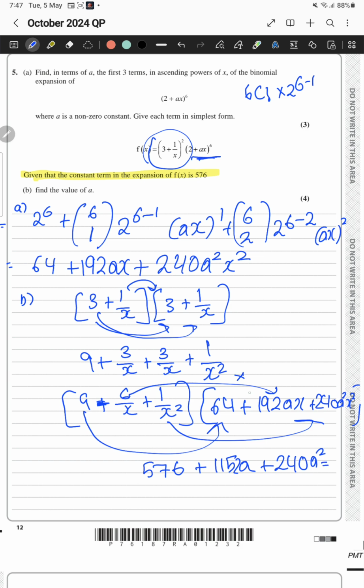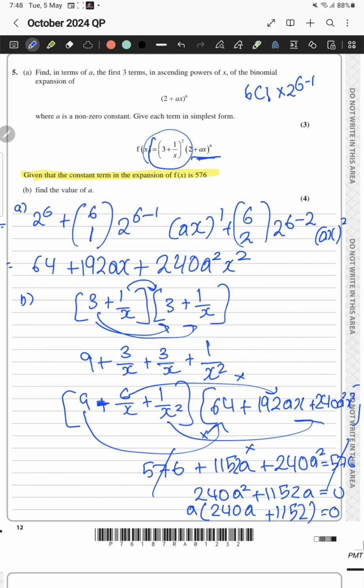When I expand this, when I multiply, that is equal to 576. Now 576 can cancel out, so we are left with 240a squared plus 1152a is equal to 0. So now what we can do is factorize the a. We have a times 240a plus 1152 is equal to 0.